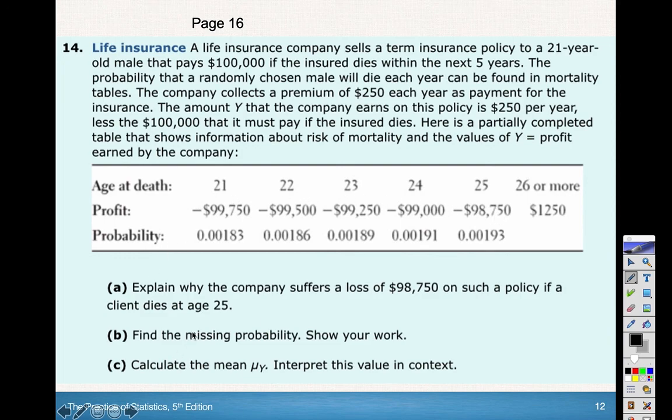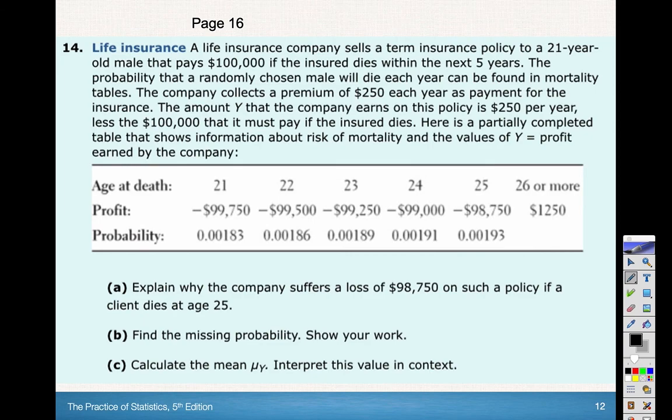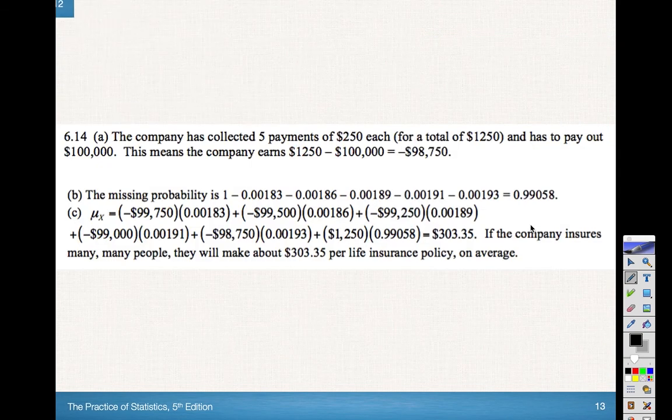Find the missing probability. How does probability work? This plus this plus this plus this plus this plus the missing number must sum to 100%. So take 100%, or 1, and subtract what we know. The probability the company makes the $1,250 profit, meaning the probability of this last outcome, is all the way up at 99.05%. So this seems risky, but let's see why not.